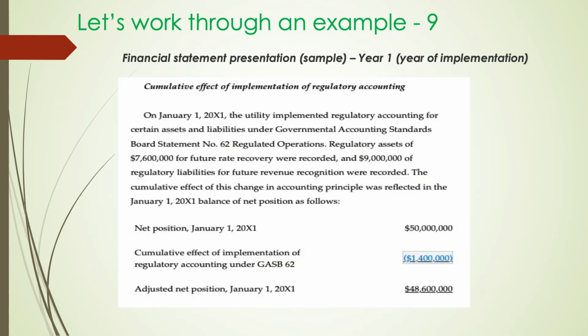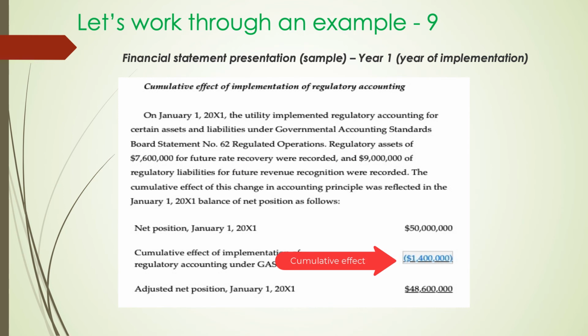Along with this, you now have some financial statement disclosures that need to be made. These will be made in year one, the year of implementation. You'll recognize some numbers on this slide. You see the regulatory assets of $7.6 million for future rate recovery were recorded, and $9 million of regulatory liabilities for future revenue recognition were also recorded as well.